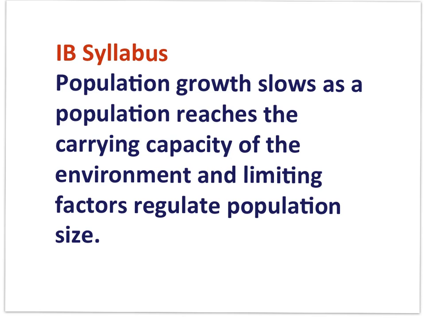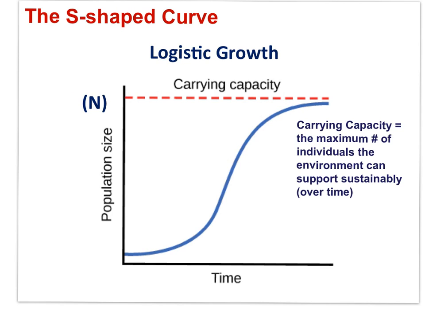Here is the IB syllabus statement. Population growth slows as the population reaches the carrying capacity of the environment, and limiting factors regulate population size. This is an S-shaped growth curve, the logistic curve. Early in the time period, the growth is exponential. But when the environment changes due to the size of the population, the rate of growth begins to slow. Eventually, the population reaches a size where there is little change in the size of the population.